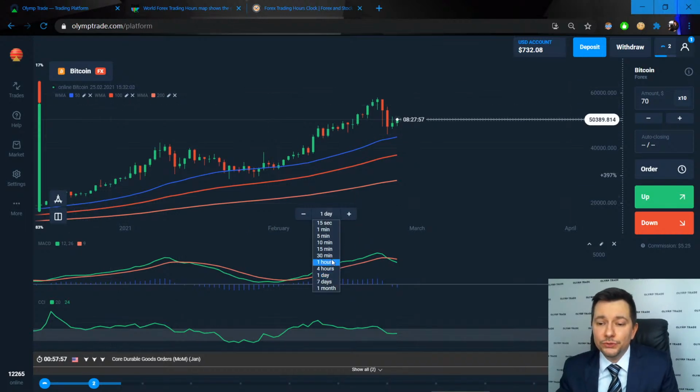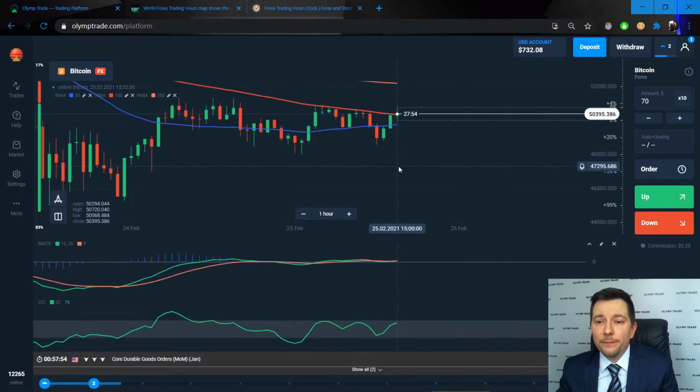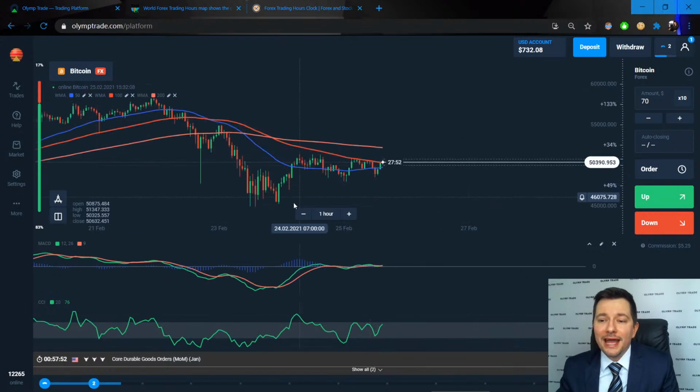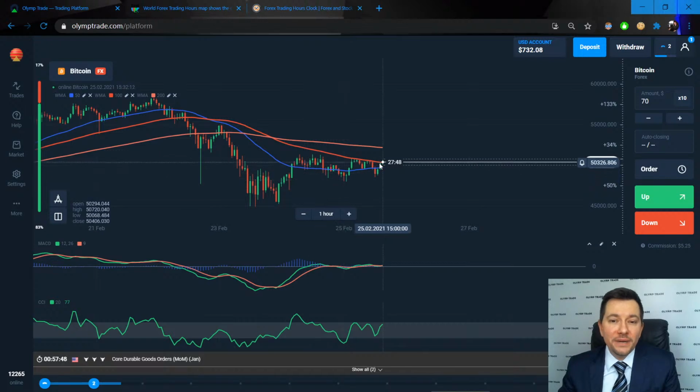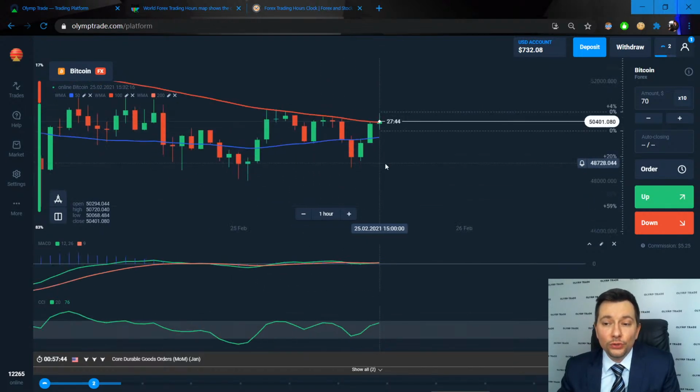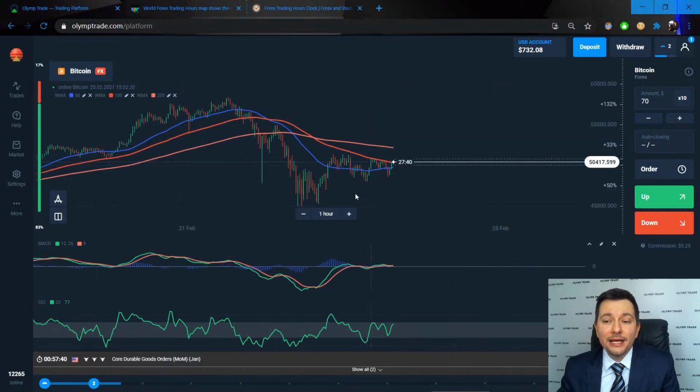I do want to look for some trades. Drop down to the 1 hour graph. Let's see what Bitcoin is doing. Again, looking at the breakout that is happening right now. We are above the 50 WMA. We are already above the 100 WMA, and this is an equilateral triangle.